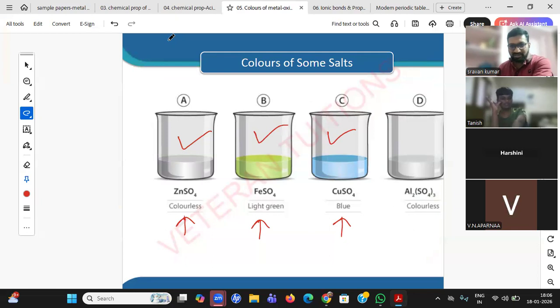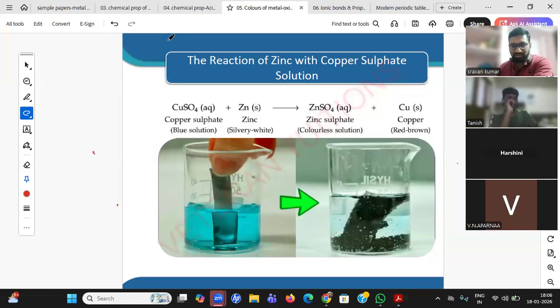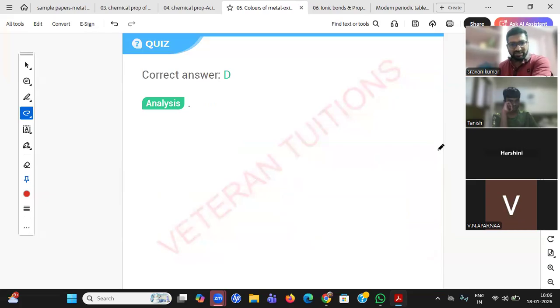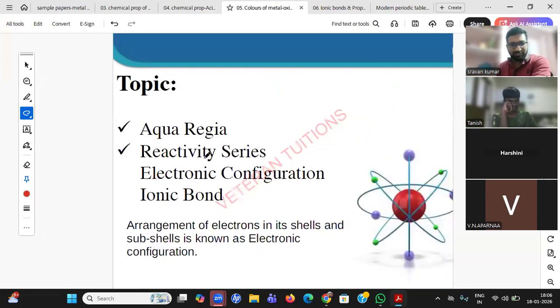FeSO4, this reaction has two colors of salts mostly. Okay, so we'll not go very deeply into the questions in that way.